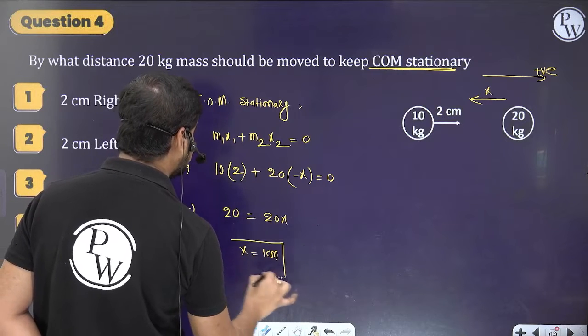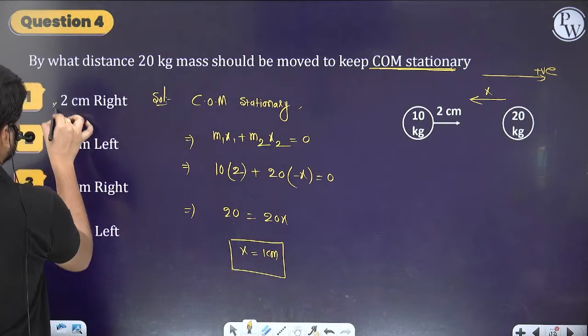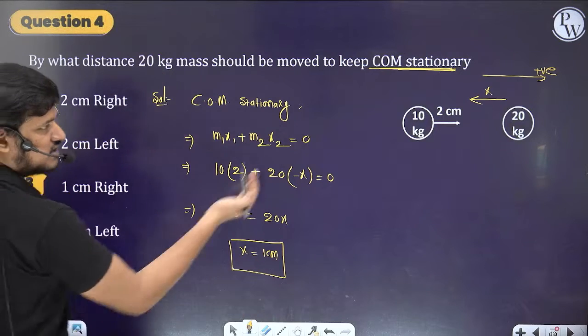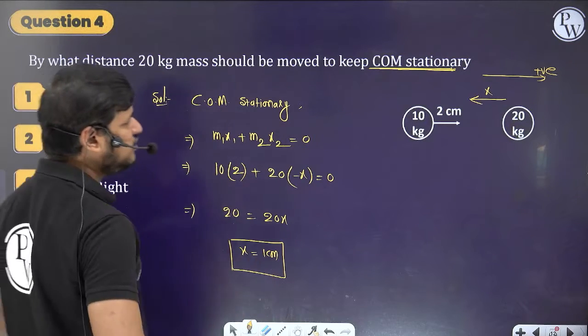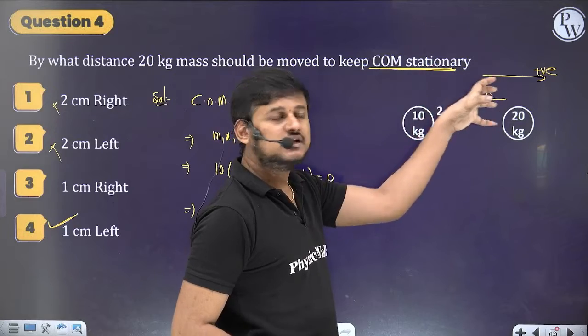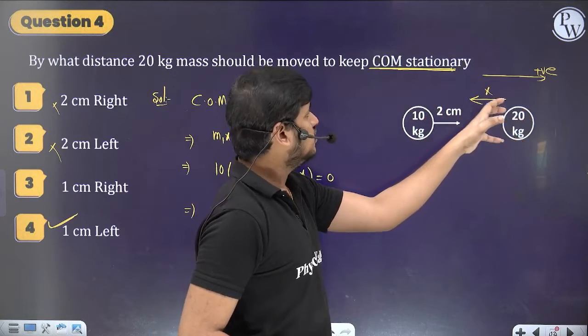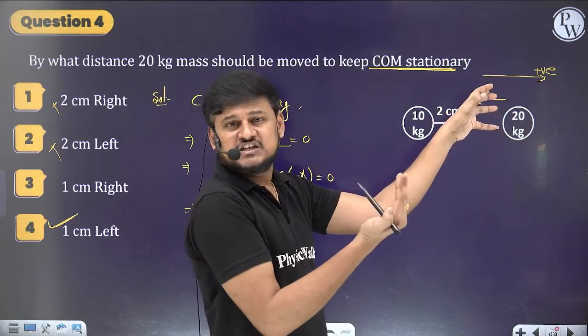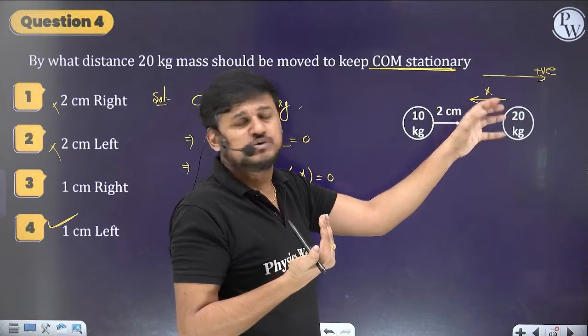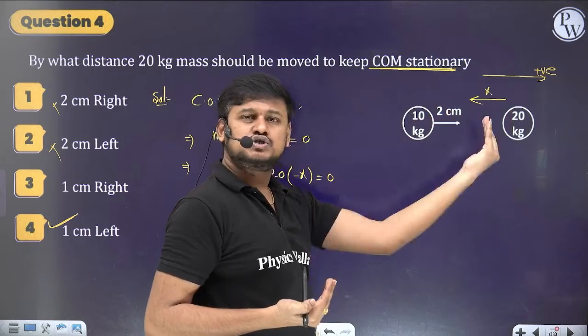So 1 centimeter to which side, to the right or to the left? It is to the left, because when you move the 10 kg block to the right side, its center of mass moves right. So to keep the center of mass stationary, that means to bring it back to its original position, this 20 kg block should move this side.